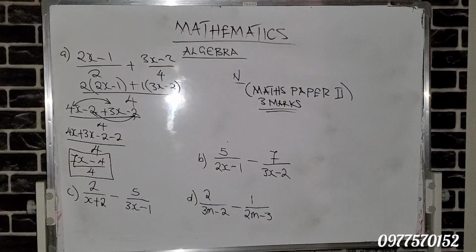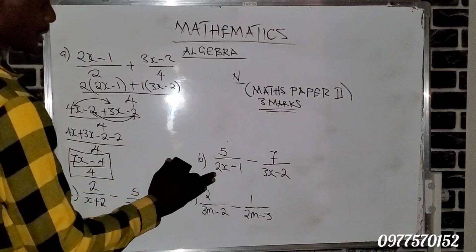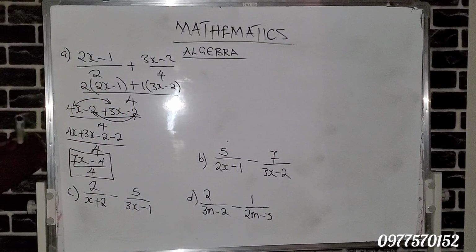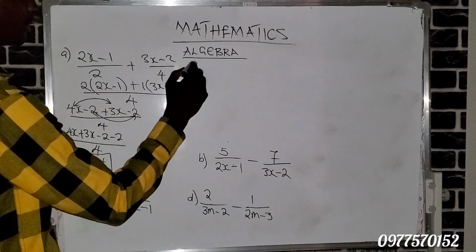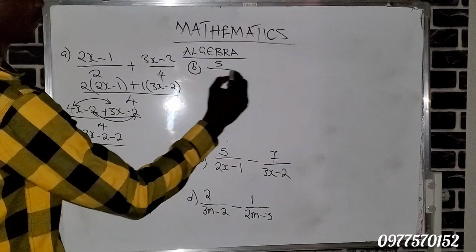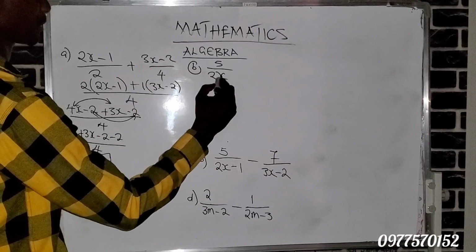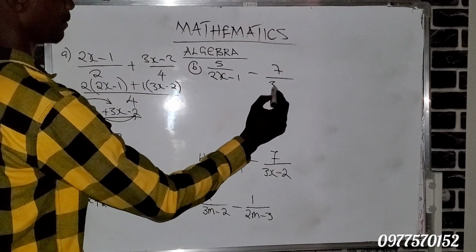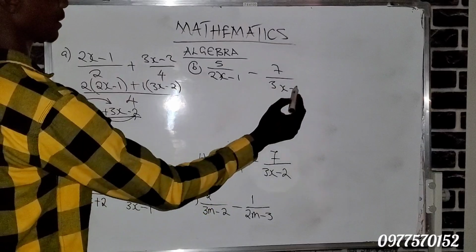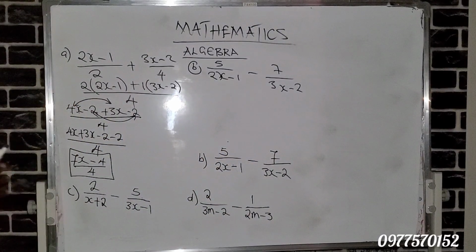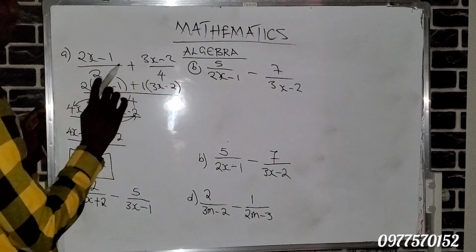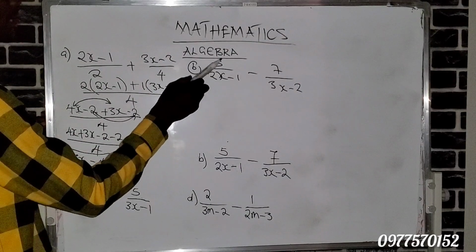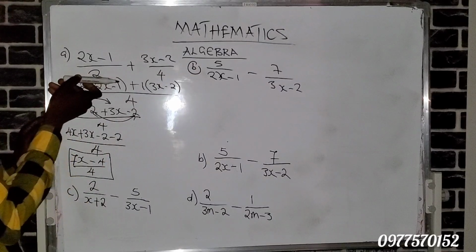So the second question. Let me just create space in here so that we solve the second question. This is B, and it's 5 over 2x minus 1 minus 7 over 3x minus 2. When you look, this is different from the first one, right? In that, the single numbers here are numerators, but here they are denominators.